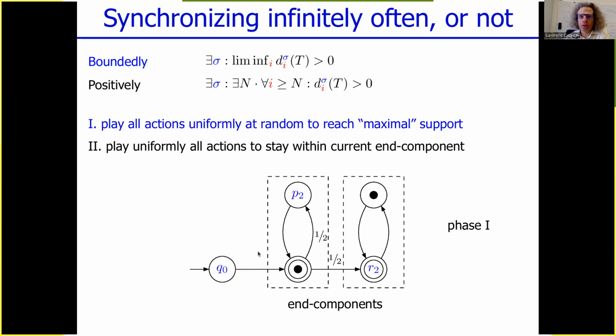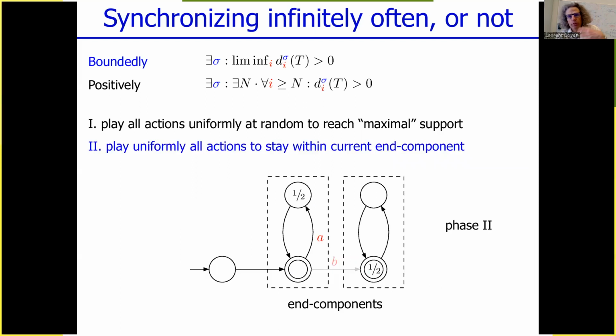But then, in order to avoid that the probability is transferred from one component to another, once we have reached some sort of maximal support, we are going to play in such a way to stay in the components where we are. So we are going to play uniformly all actions that stay within the current component. And this means that in phase 2, we are not going to play the action B here. Only the action A will be played. And so this will ensure that this mass of probability of a half that we have in these two states will be non-vanishing. It will stay lower bounded, like this.